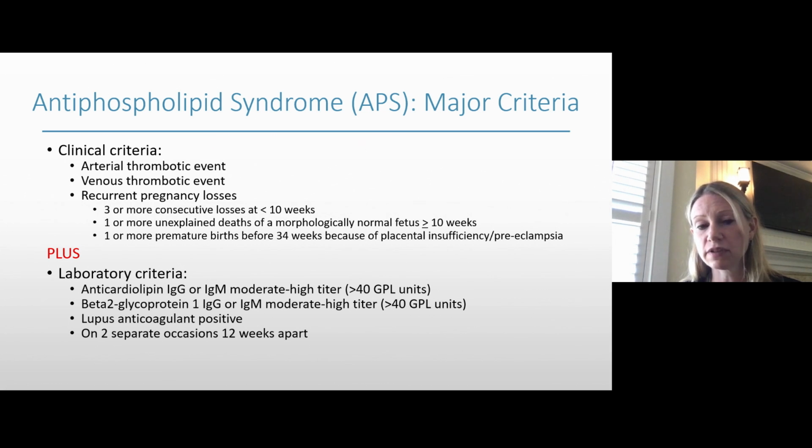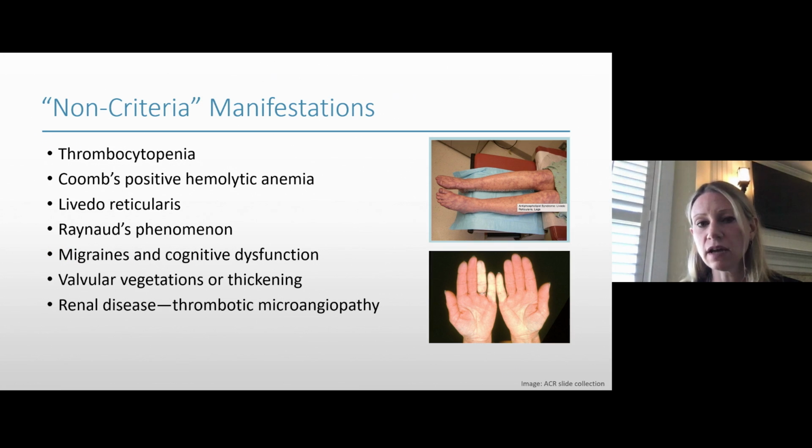or beta-2 glycoprotein 1, IgG or IgM, antibodies at moderate to high titers, or lupus anticoagulant test being positive. And these laboratory criteria have to be positive on 2 separate occasions, 12 weeks apart, as sometimes in the setting of acute clots in particular, particularly anticardiolipin IgM and beta-2 glycoprotein 1 IgM can be transiently positive. And there also can be associations of these labs being positive in the setting of inflammation. So that is why the tests need to be positive 12 weeks apart to really confirm that somebody has antiphospholipid syndrome.